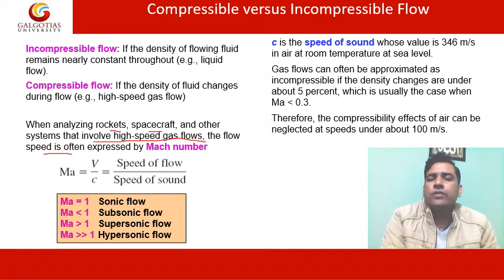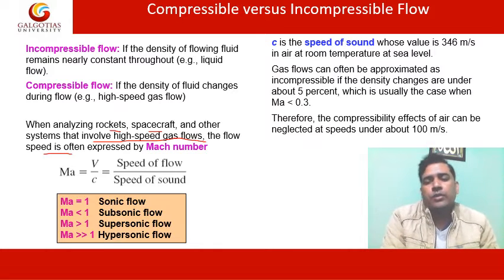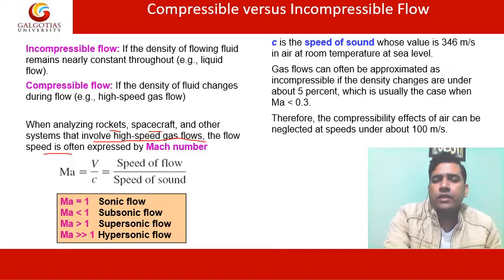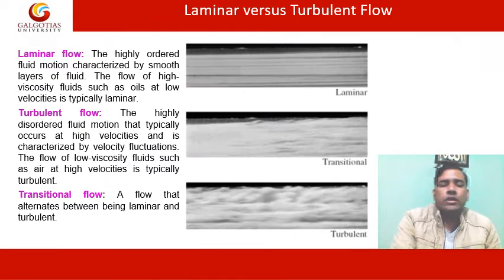Gas flows can often be approximated as incompressible if the density changes are under 5%, which is usually the case when the Mach number is less than 0.3. Therefore, the compressibility effect of air can be neglected at speeds under 100 meters per second. So these are some things we can take into account while deciding between compressible and incompressible fluid.